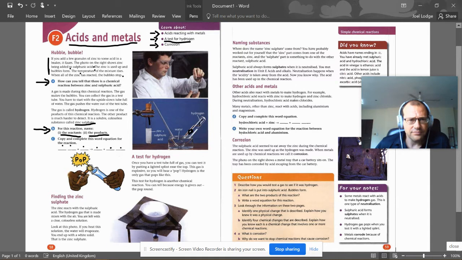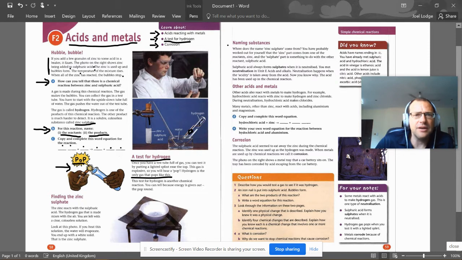Testing for hydrogen. This is one of the things we need to know. So when we're producing this gas, we can collect it, and we can also test for it. It's a very distinctive reaction when you put hydrogen gas next to a Bunsen burner, or a flame. It actually makes a loud squeaky pop sound. That's the noise that's generated when the hydrogen reacts with oxygen in the air. And it's a mini explosion in the form of a squeaky pop. Okay, so the test for hydrogen is an explosive squeaky pop. Hydrogen is the only gas that pops like this. Okay, that is another chemical reaction there. Right.